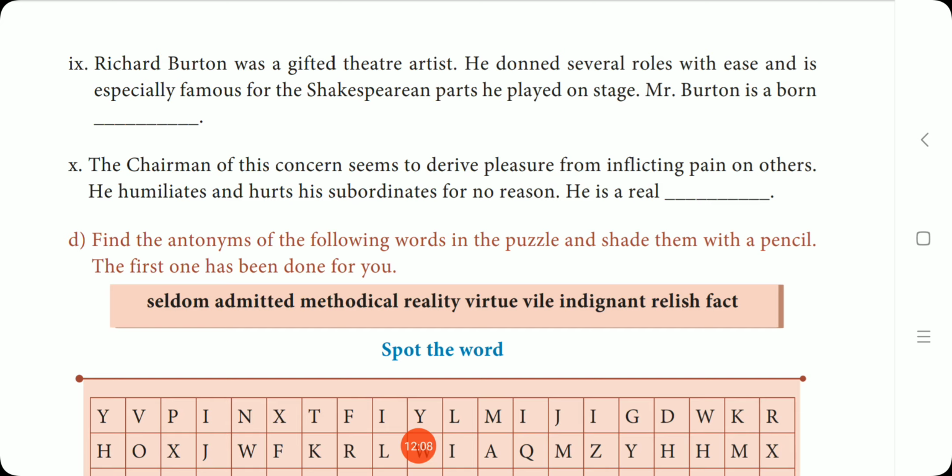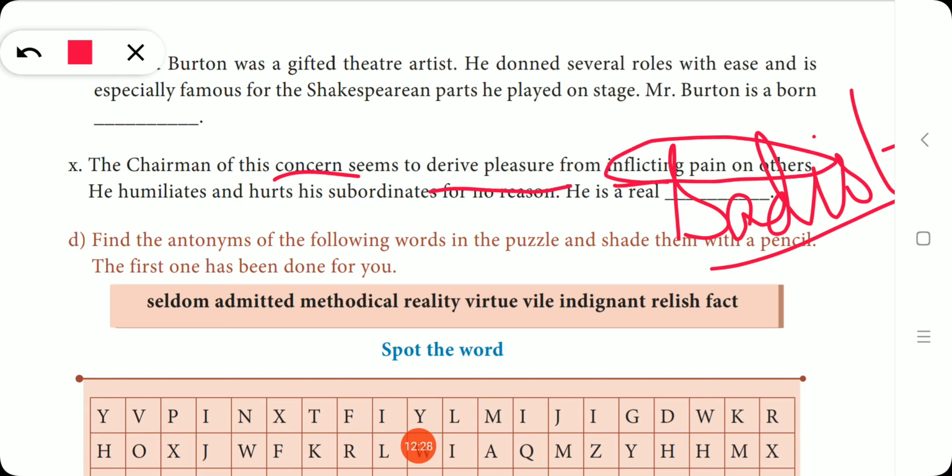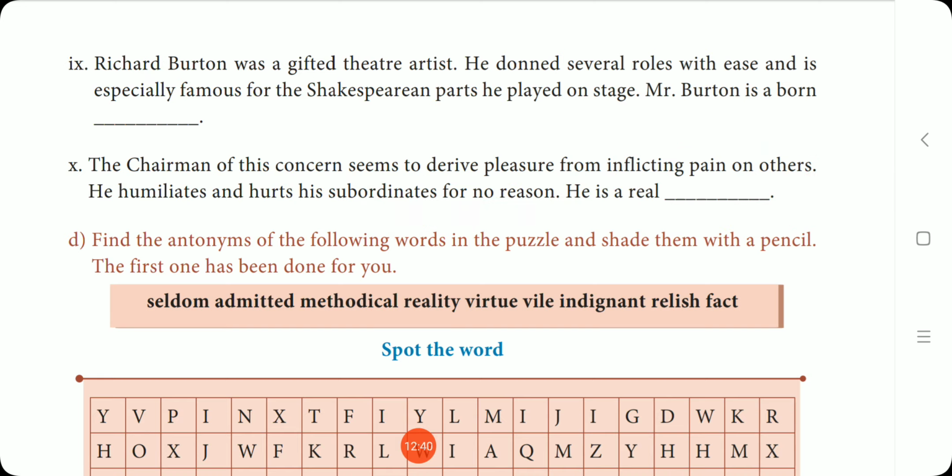The chairman of this concern seems to derive pleasure from inflicting pain on others. He humiliates and hurts his subordinates for no reason. He is a real sadist. We scold someone saying he behaves like a sadist, right? So who we call a sadist is, see here, the chairman of this company seems to derive pleasure. He gets pleasure by causing pain to others. He humiliates and hurts his subordinates, his colleagues. He will be hurting for no reason at all. So we call such a person a sadist.